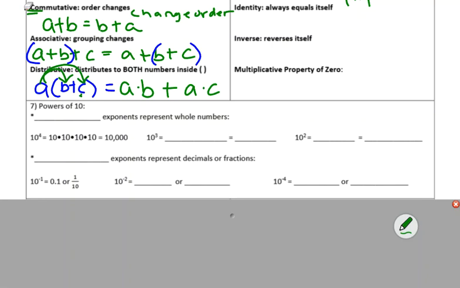With identity property, identity always equals itself. So it starts as itself. It starts as A. We times it by 1 if we're talking about the multiplicative identity property, and it's going to stay itself. Okay, so you see you have A and A. If we talked about the additive identity property, A plus 0 is still going to be A. It starts as itself and it ends as itself.